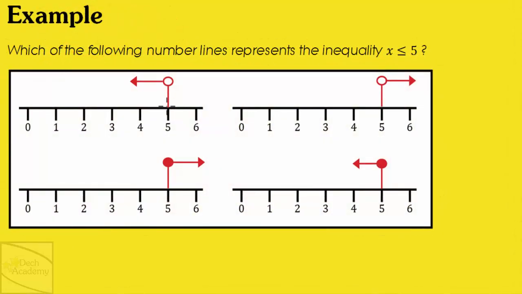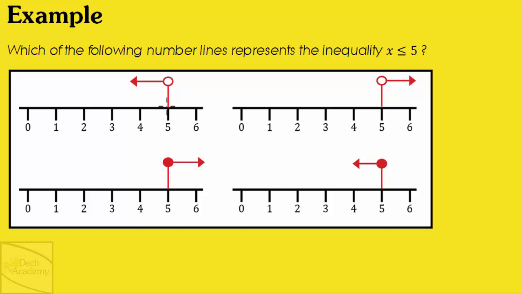So here's an example question. So far we've just been drawing number lines of given inequalities. This time we need to identify the number line that represents a given inequality. Question says, which of the following number lines represents the inequality x is less than or equal to 5?